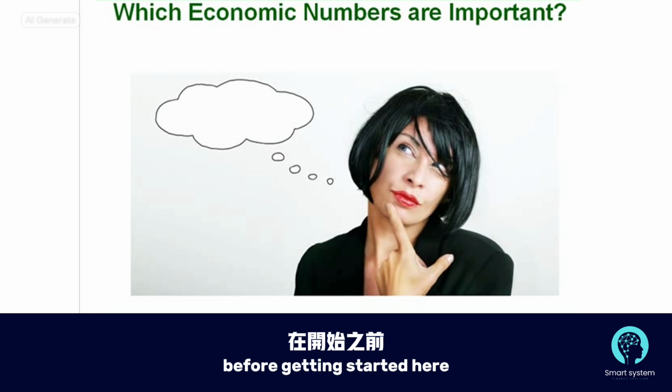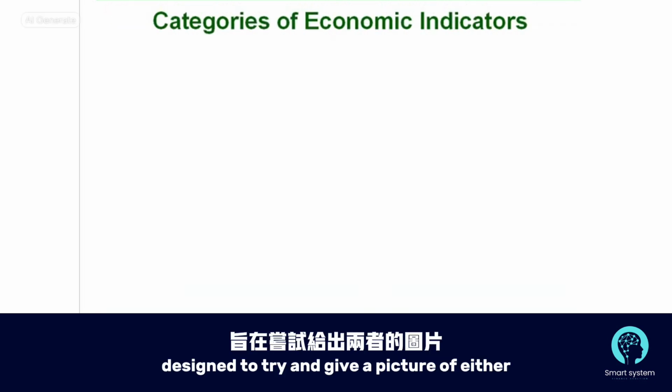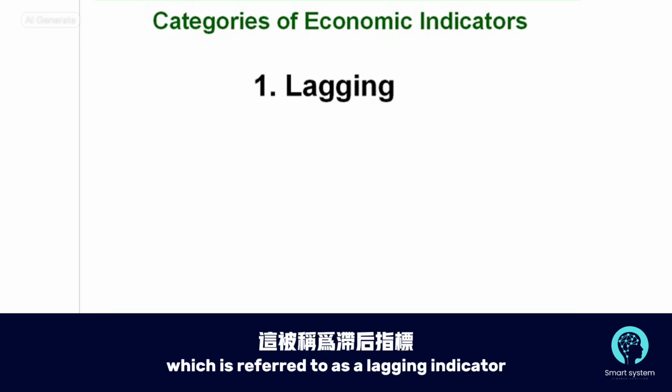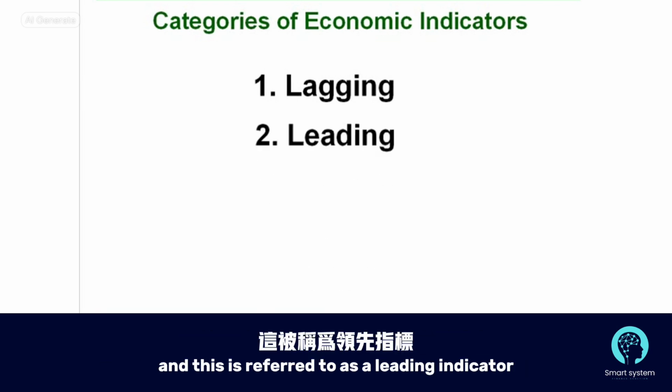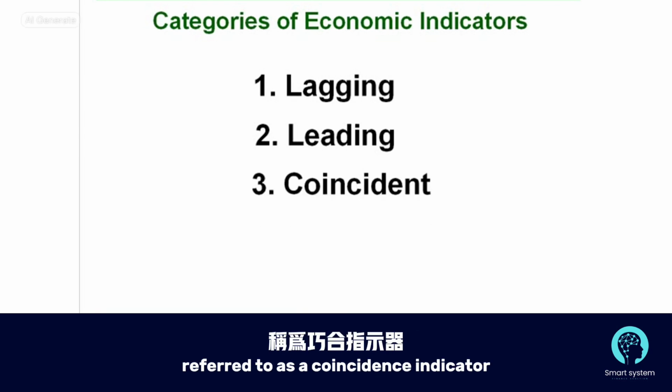Before getting started here, it's important to understand that economic releases are designed to try and give a picture of either what has already happened in the economy based on past numbers, which is referred to as a lagging indicator; what is anticipated going forward based on past numbers, which is referred to as a leading indicator; and what is happening right now, referred to as a coincident indicator.